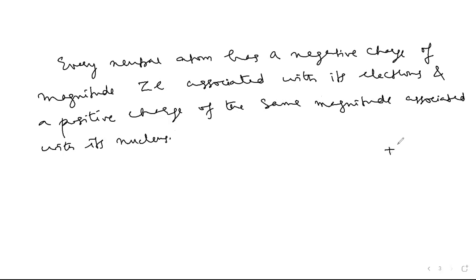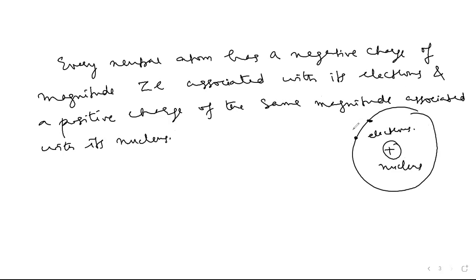Remember, an atom has a nucleus, then it has an extranuclear part where there are electrons, right? You know that. I'm saying every neutral atom has a negative charge of magnitude Ze associated with its electrons and a positive charge of the same magnitude associated with its nucleus. What is e and what is Z?